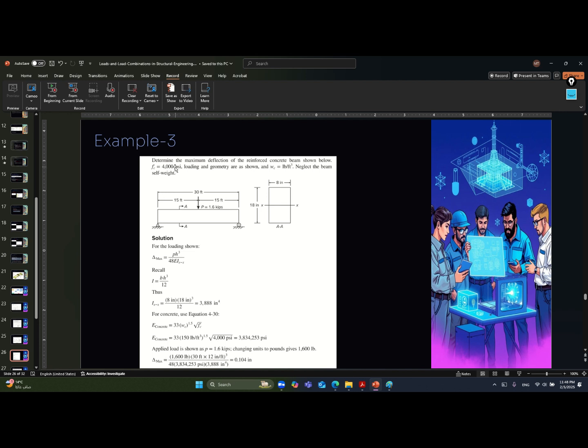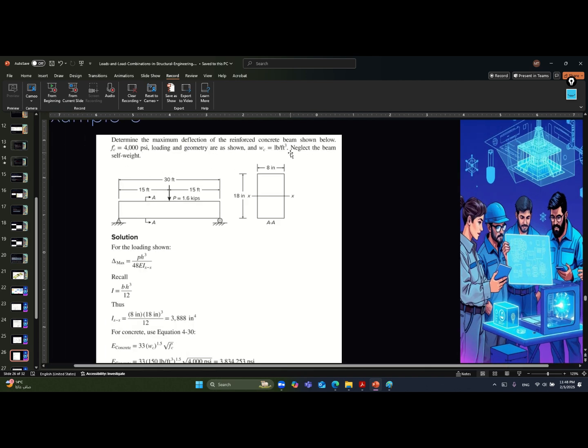Another example tells you to determine the maximum deflection of the reinforced concrete beam shown below. Okay, he shows you that here it neglects the beam self weight. So he explicitly mentioned that the self weight of the beam should be neglected. Okay, so that is the most important.